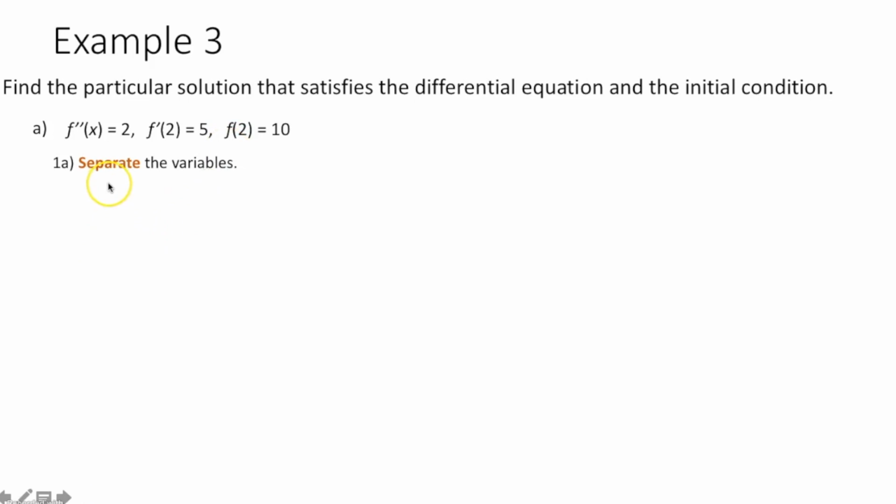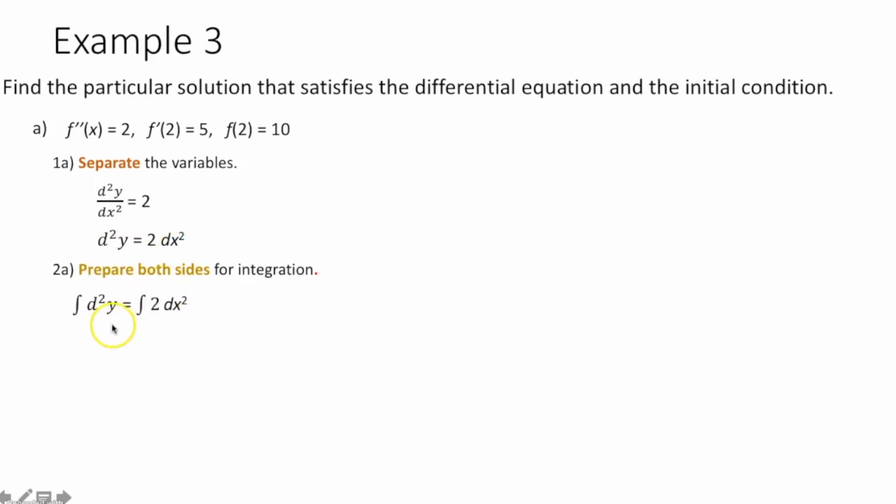So first thing you do, separate the variables. So this again is not dy dx, it's the second derivative. So what we do is we multiply both sides by the denominator, and we now have our variables separated. Next, we're going to prepare both sides for integration. So we integrate both sides. When we integrate this side, it's just going to be dy dx. Over here, the integral of 2 is going to be 2x plus c. So we now have the first derivative.